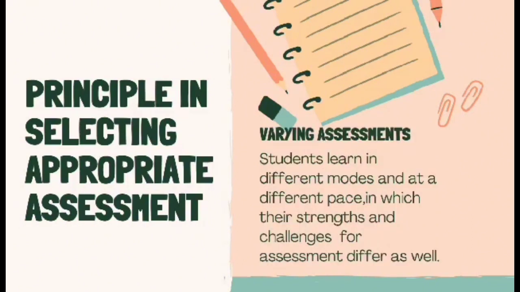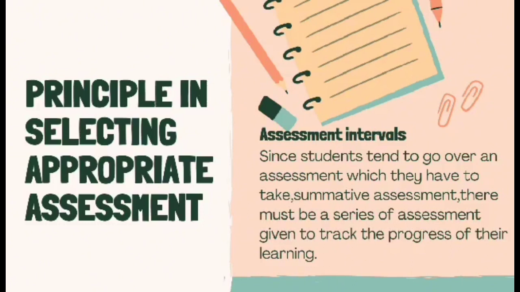Number 2 is varying assessments. Students learn in different modes and at a different pace, in which their strengths and challenges for assessment differ as well. Number 3 is assessment intervals. Since students tend to go over an assessment which they have to take, summative assessment, there must be a series of assessments given to track the progress of their learning. The principle of assessment intervals recognizes the importance of tracking student progress and adjusting teaching strategies to ensure that they are meeting the intended learning outcomes.